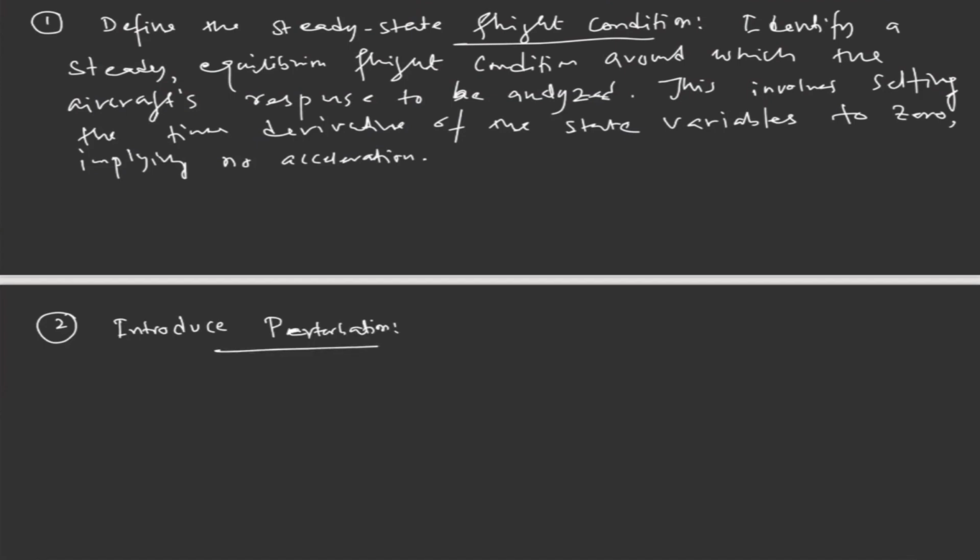So here we shall introduce small perturbation with a state variable. The same process will be followed for the longitudinal motion and lateral motion. We'll be doing this while we're deriving the linear model. These are the steps we'll be following.